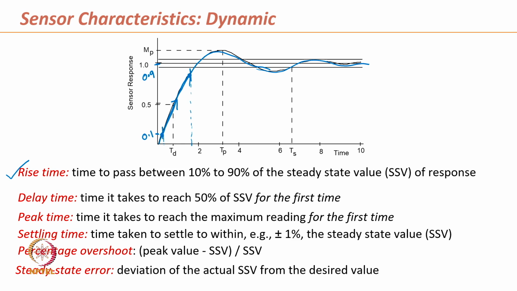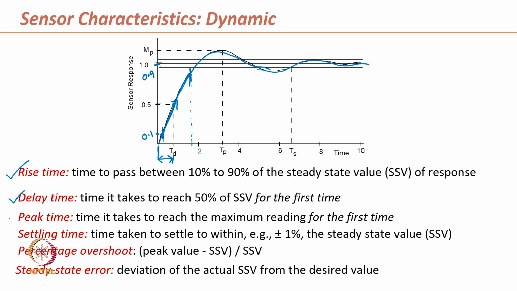Delay time is how much time the output takes in reaching from 0 to 50% of its final value or the steady state value. The steady state value, as we have seen, is 1. So, how much time the output takes from 0 to 50%, and here it is shown as TD. This is the delay time, or the time delay of the sensor.